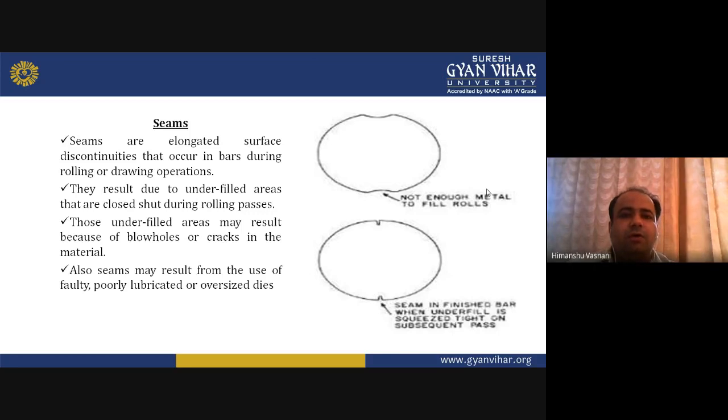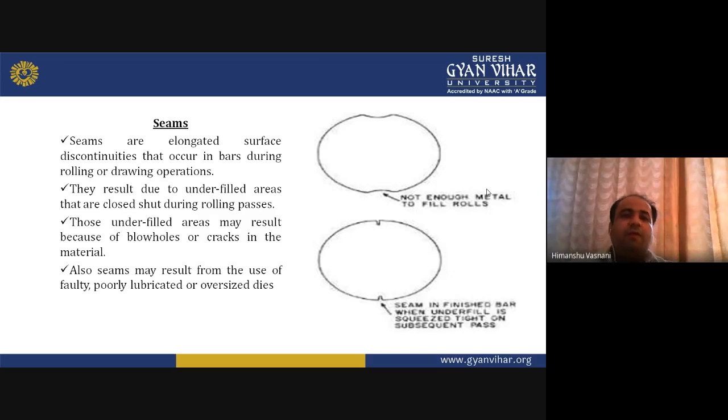Why? Because while going for the rolling process or the drawing process, drawing can be of tube or of wire depending upon the demand, whatever you are drawing. So seams are elongated surface discontinuities that occur in bars during rolling or drawing operation. On the surface, you can feel this kind of discontinuity.